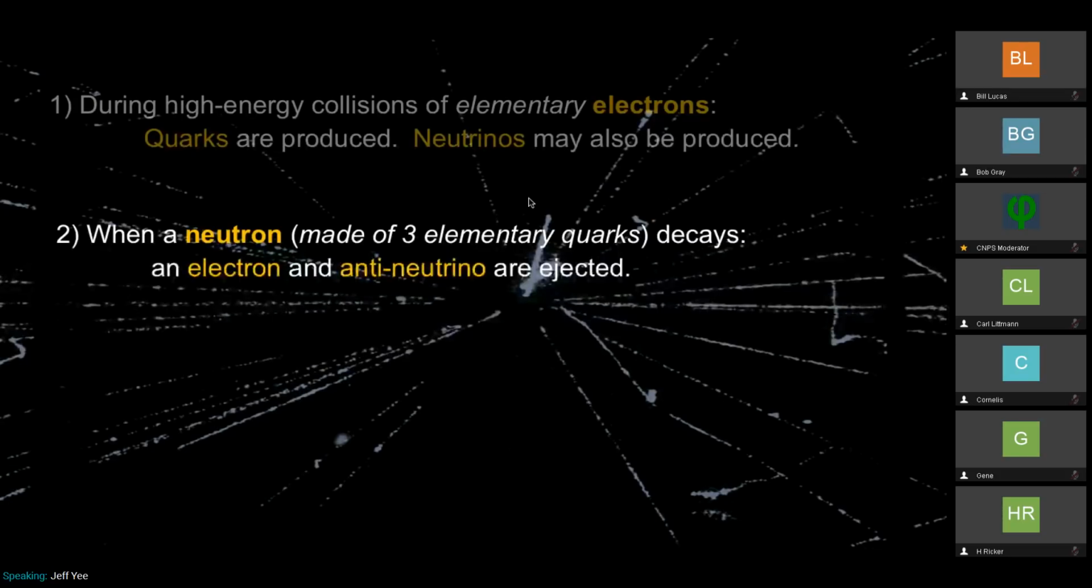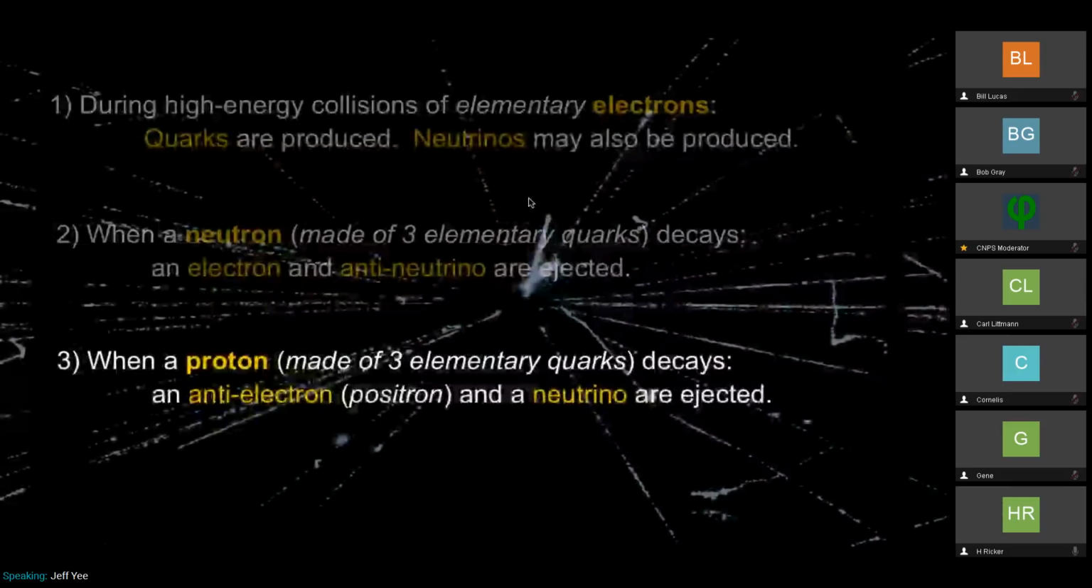And I think these next two are more familiar because this is the decay process. But a reminder, a neutron is supposedly made of three quarks, but yet when it decays, an electron and an antineutrino are ejected. And the same thing for a proton, right? Three quarks, but yet when it decays, somehow a positron and a neutrino emerge.